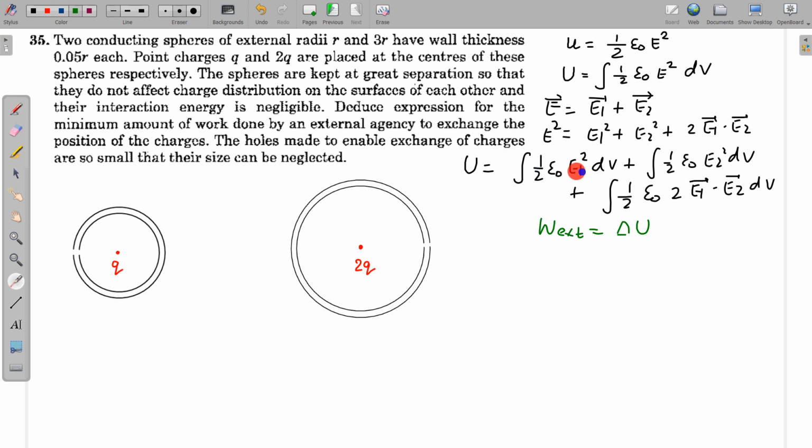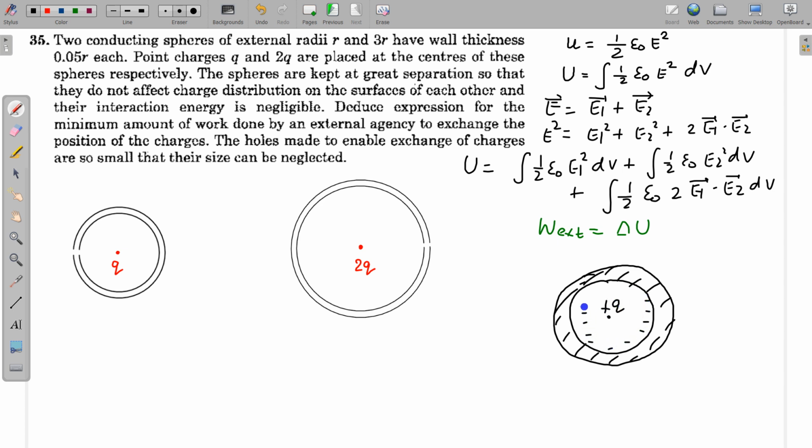So this is the electric field of 1 and electric field of 2, and we are ignoring this third term here. Suppose you have this kind of system, and a point charge is kept at the center. Then minus q charge will be induced on this inner surface, and there will be plus q charge at the outer surface. If we draw the electric field lines, they will be like this.